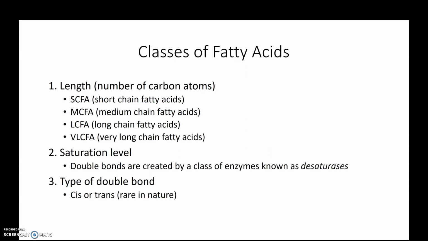In terms of classes of fatty acids, we categorize them into three different categories. The first is based on length, which is the number of carbon atoms attached to that carboxylic acid functional group: short-chain fatty acids, medium-chain fatty acids, long-chain fatty acids, and very long-chain fatty acids. The second categorization is based on saturation level, which is basically the number of double bonds that are created by a class of enzymes known as desaturases. And the third classification is based on the type of double bond, whether it's cis or trans, and we'll get into more detail about each one of these.